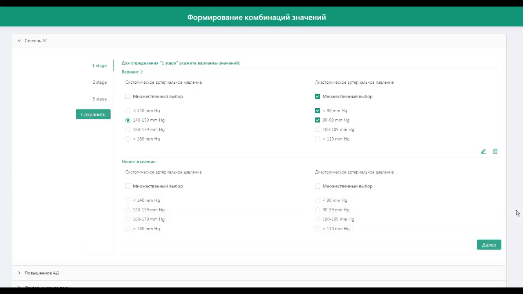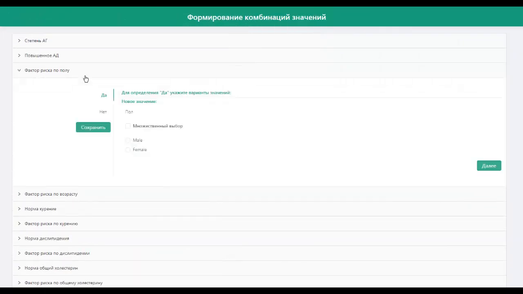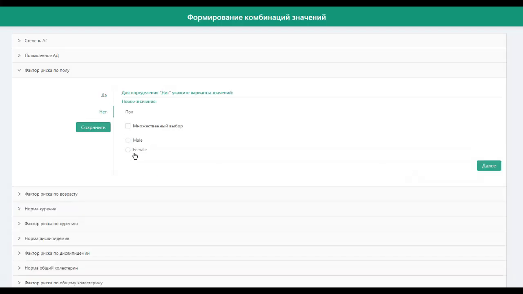And the second combination is systolic blood pressure less than 140 and diastolic blood pressure from 90 to 99. Combinations for other two stages of arterial hypertension are formed in the same way. Gender risk factor. According to clinical guideline, male gender is a risk factor for cardiovascular diseases. So, for the answer yes, we select male. For the answer no, we select female.